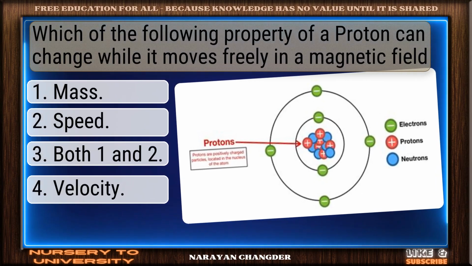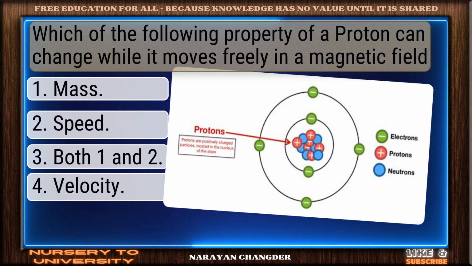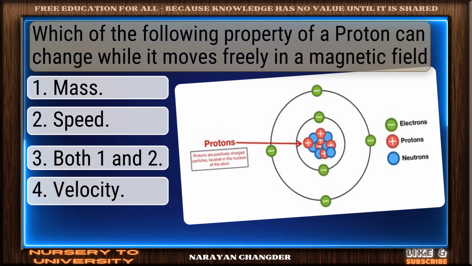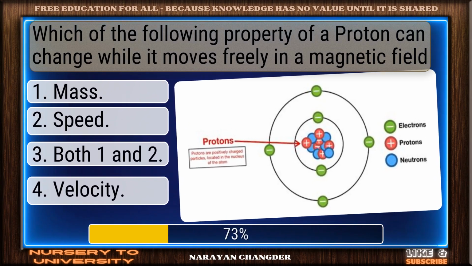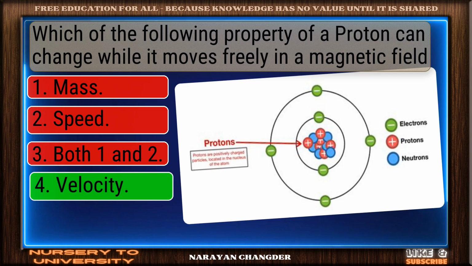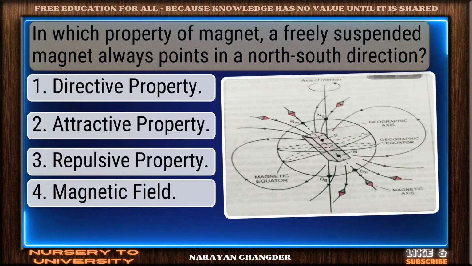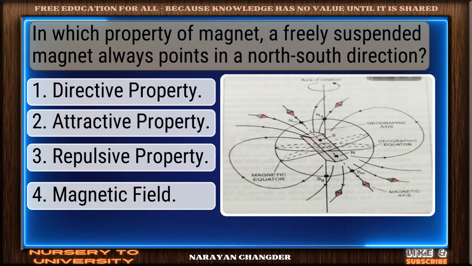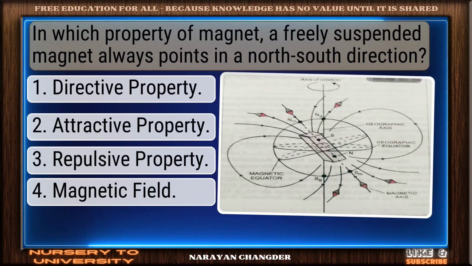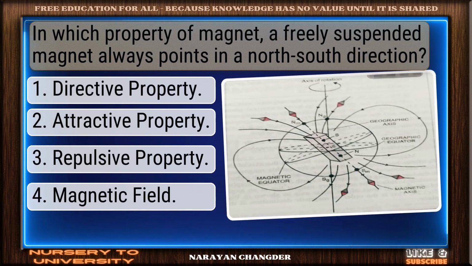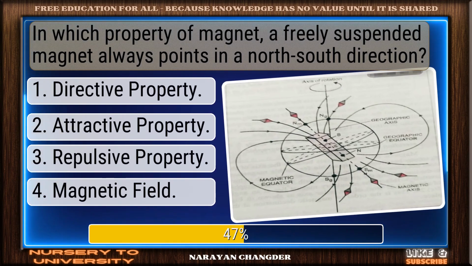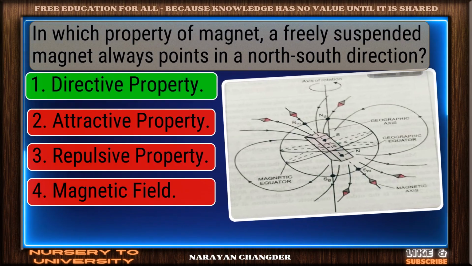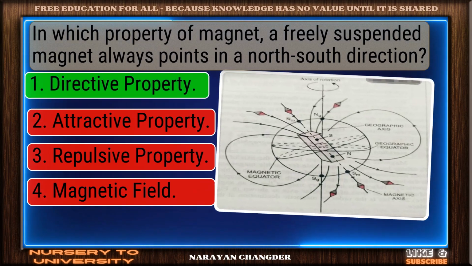Which of the following property of a proton can change while it moves freely in a magnetic field? Nice work. Velocity fits perfectly. In which property of magnet, a freely suspended magnet always points in a north-south direction? You chose directive property. Correct.